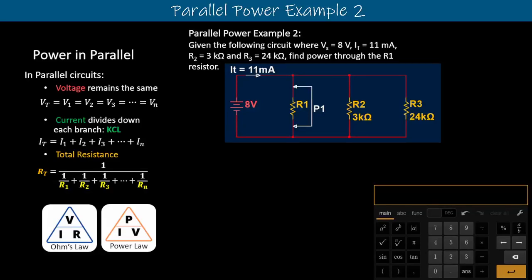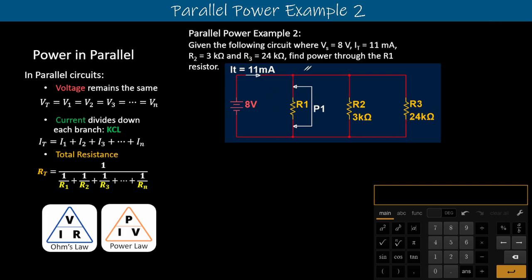Hello and welcome. In this video, we're going to look at another parallel power example. It says, given the following circuit where the 8-volt source is supplied to produce an 11 milliamp current flow, R2 is 3K and R3 is 24K, solve for the power in R1, right? They didn't give us power for anything. They just gave us R2 and R3 values, and they gave us the voltage source, so we know a couple of things already. So let's write out what we know.